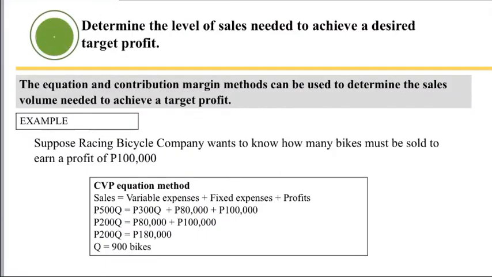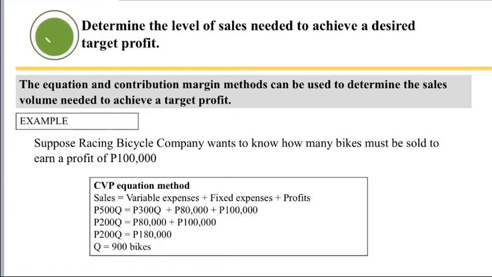Thank you, Ms. Orozco. Now, let's determine the level of sales needed to achieve a desired target profit. The equation and contribution margin methods can be used to determine the sales volume needed to achieve a target profit. Example: suppose Racing Bicycle Company wants to know how many bikes must be sold to earn a profit of 100,000 pesos.